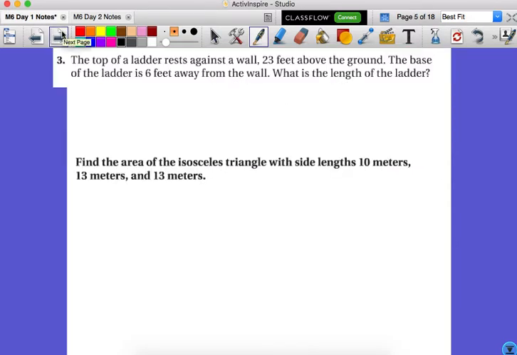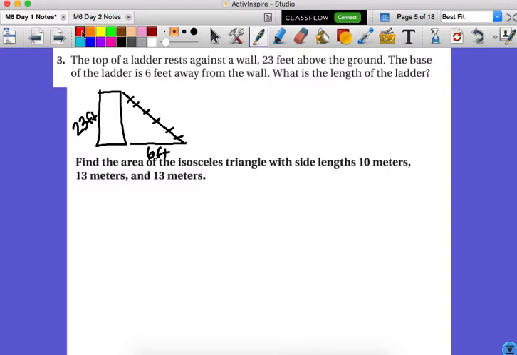So we're going to use the Pythagorean theorem in the context of a couple of word problems here. So it says the top of the ladder rests against a wall. So we may want to get ourselves a picture. We've got this wall. We've got this ladder. I'm not a great artist, so we're just kind of going to sketch this here. But it says that it reaches the wall 23 feet above the ground. So I know that this is 23 feet high where it's touching the wall. The base of the ladder is 6 feet away from the wall. And we want to know what is the length of the ladder.